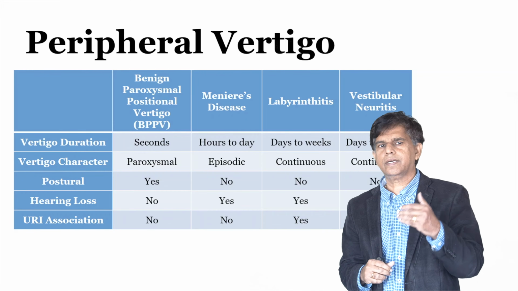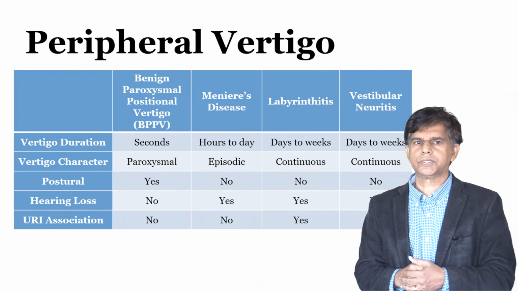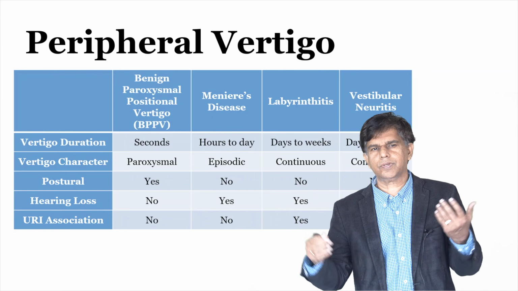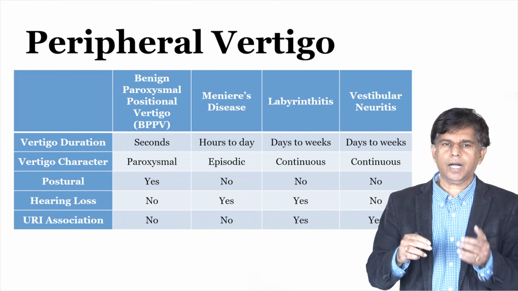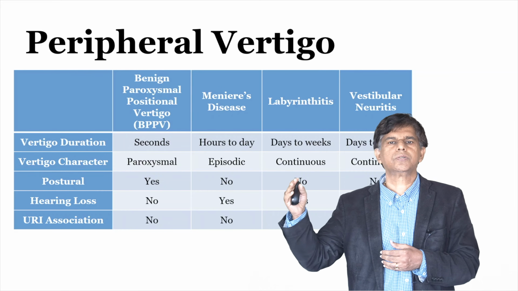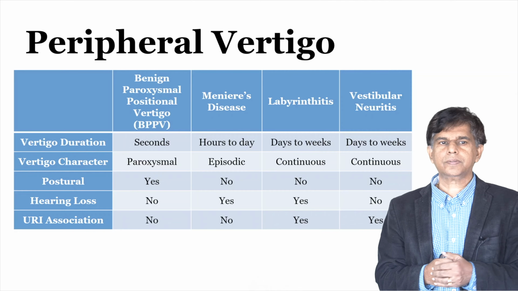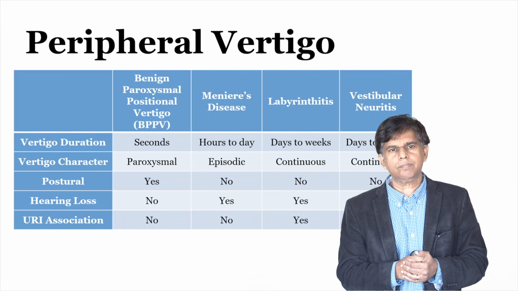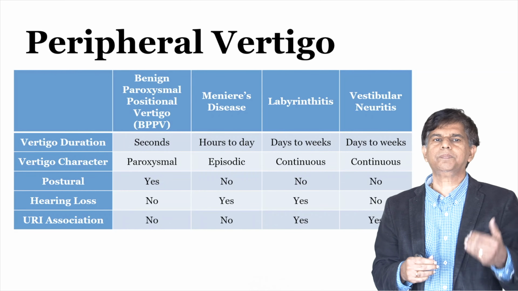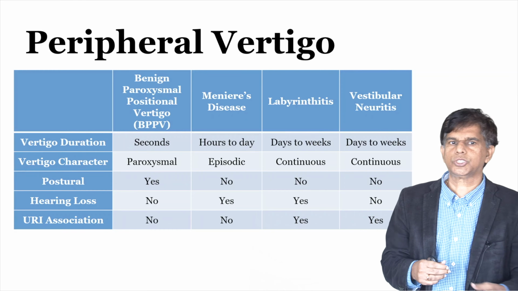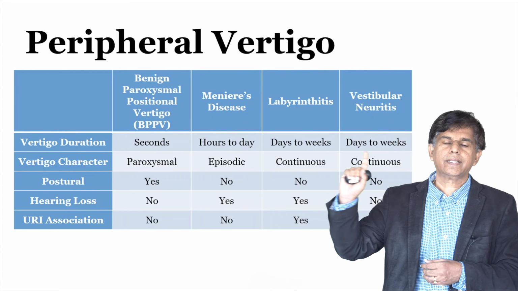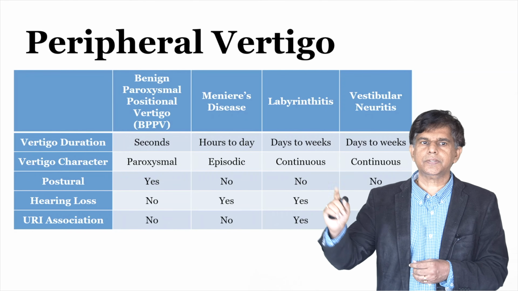Now, when you look at the first one, let's look at the duration of the vertigo symptoms. In benign positional vertigo, it's usually seconds, and the patient feels better after that. In Meniere's disease, hours to days, labyrinthitis, days to weeks, and vestibular neuritis could be days to weeks. Now, let's look at the characteristic of the vertigo. In benign positional vertigo, it's paroxysmal. That's why it's called BPPV, benign paroxysmal positional vertigo. Meniere's disease is episodic. Labyrinthitis is continuous, and vestibular neuritis is also continuous, okay?